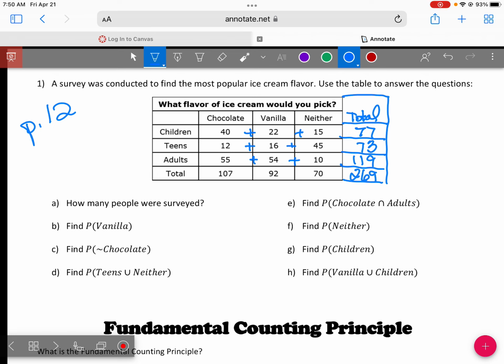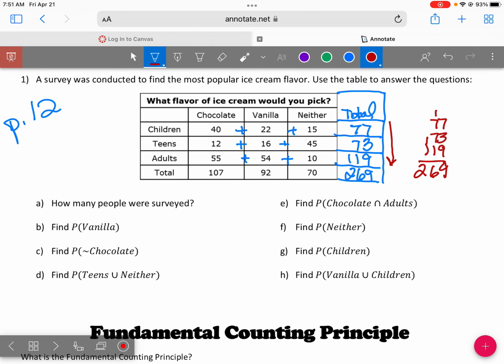Now, I'm going to add these up in this column and make sure they add up to 269 also. So 77, 73, and 119, 12, that's 19, 14, 15, 16, and that is 269. Okay? So if you notice you don't have a total for the last column, you need to make one. If you notice you don't have a total for the last row, you need to make one, okay?